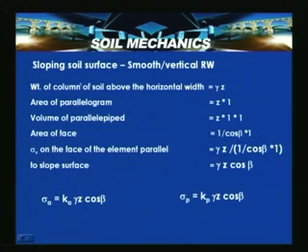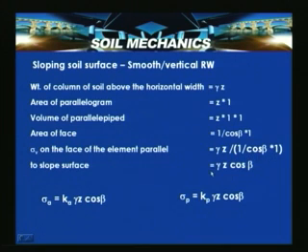Now the weight of the column of soil above the horizontal width is gamma z, that is, at depth z, as shown in that rhombic element. Area of the parallelogram is z into 1, where z is the depth and 1 is the unit width. Then volume of the parallelepiped is z into 1 into 1. The area of the face is 1 by cos beta into 1.